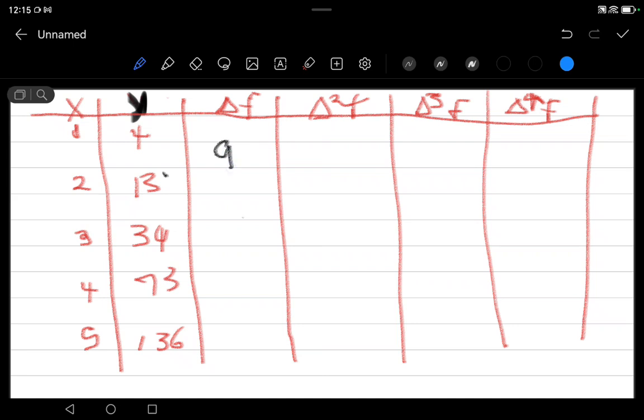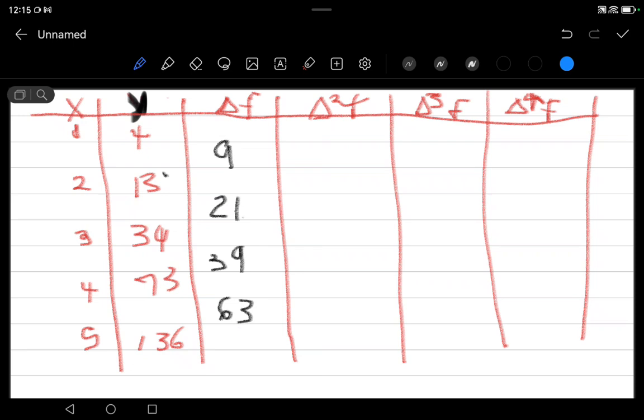The second answer is going to be 34 minus 13, which is 21. Then 73 minus 34 is going to be how much? It's going to be 39. And then 136 minus 73 is going to be how much? 63. Are you following, guys?